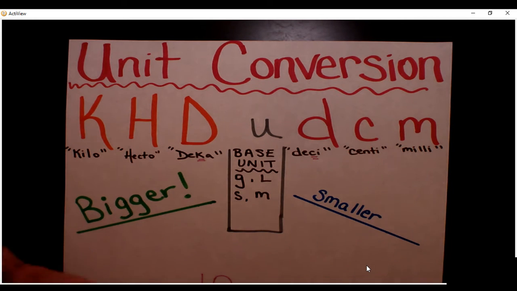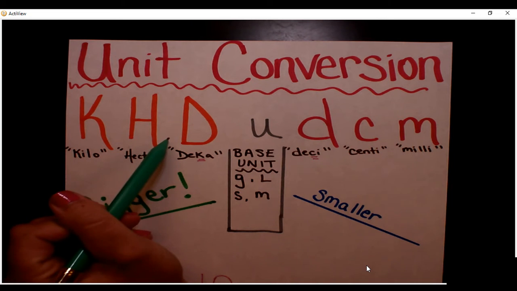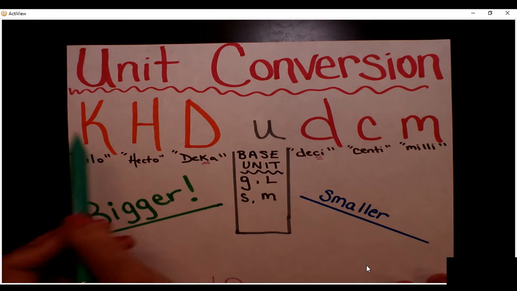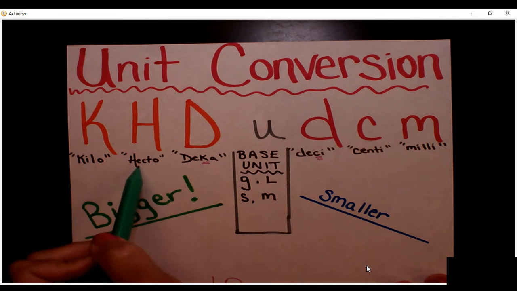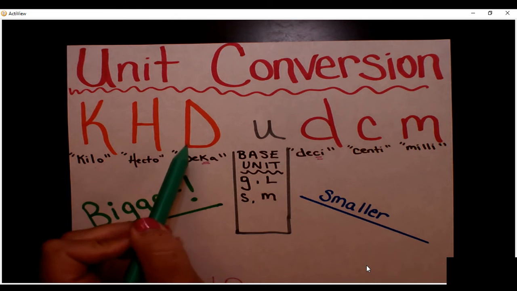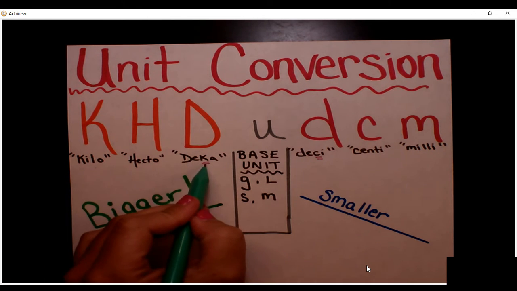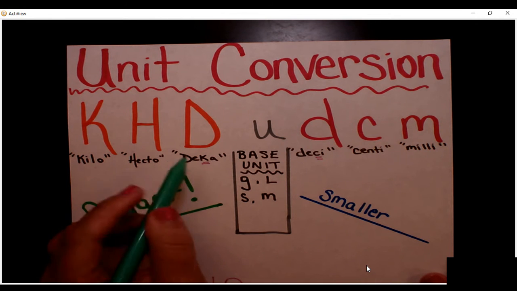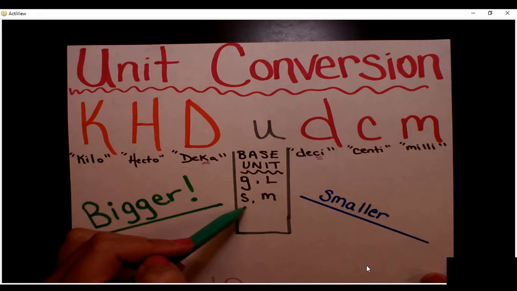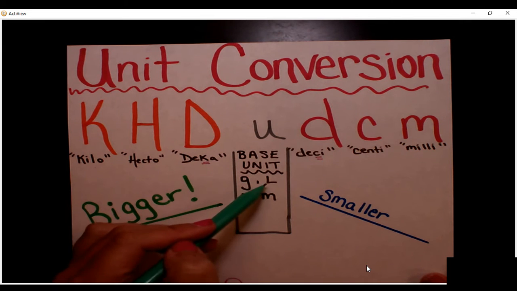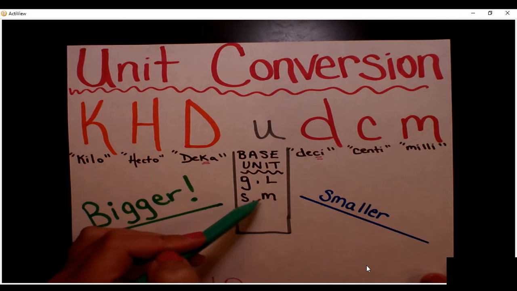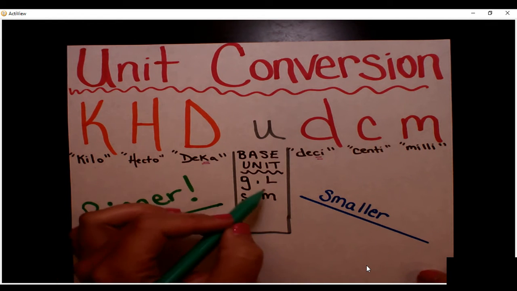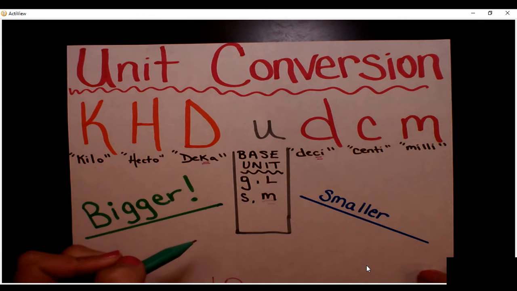So if you look at my paper, I have written the letters of each of the prefixes of our units down on my page. So I have K, meaning kilo, H, meaning hecto, D, meaning deca. Notice K, deca, capital D, super important because we have a lowercase d on the other side. We have our base unit. Our base units are our grams, our liters, our seconds, and our meters. So this is our base unit. If you ever see just one letter after a number, it is a base unit.